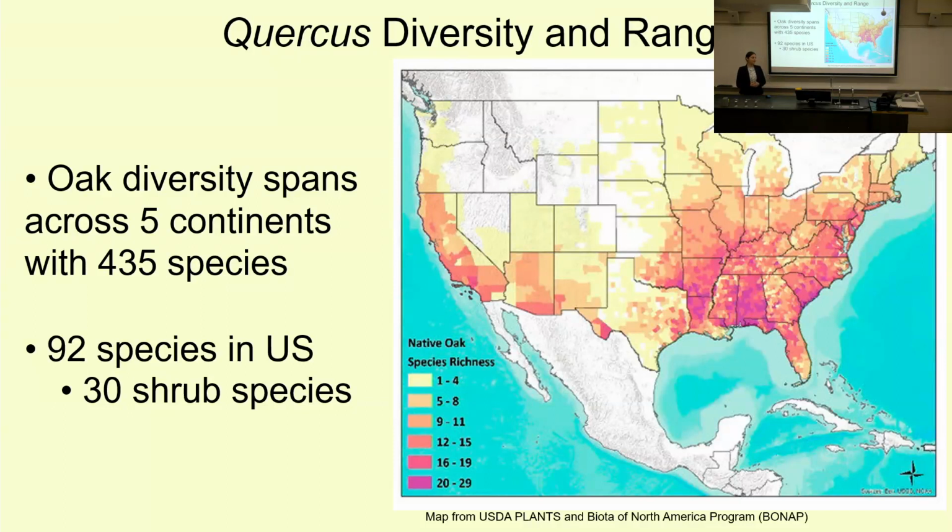Here I have a map from the Biota of North America Program, or BONAP maps, showing the native oak species richness. As we get into those darker colors, richness increases, so 20 to 29 native species. We see a lot of native oak diversity across the southeastern United States, as well as into California and the southwestern United States. But overall, a lot of diversity spanning across varying ecosystems in the US.